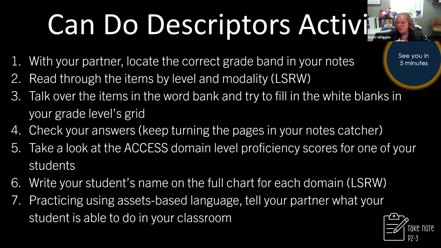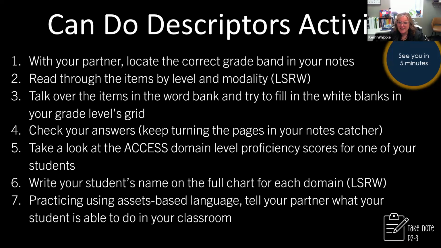Then move to the speaking score. Perhaps they're a level 1 in speaking. Circle the level 1 box. Really take a look at that and think about what can I reasonably expect my student to do in my classroom given their proficiency level and the can-do descriptors. If you're working with a partner, use assets-based language to tell your partner what your student is able to do in your classroom. So again, focusing on what they can do, not what they can't do.